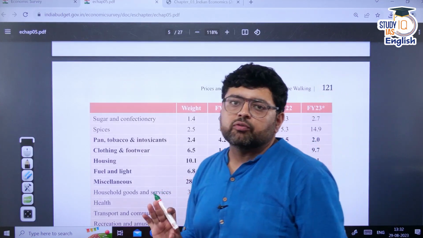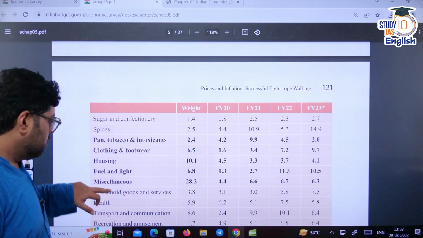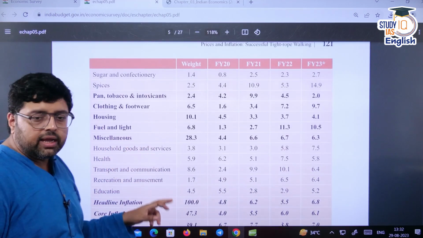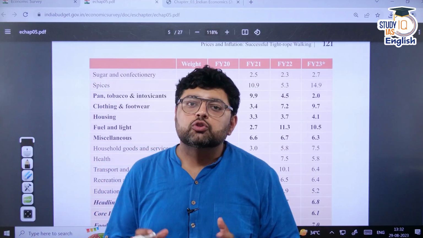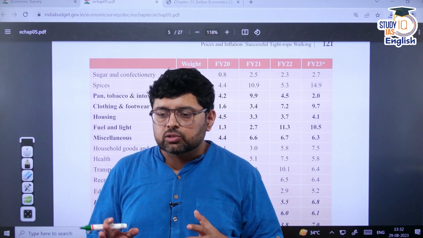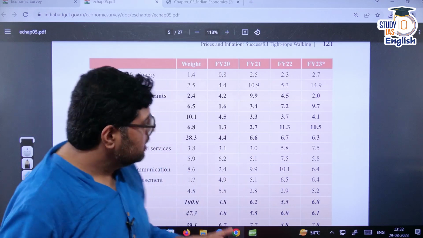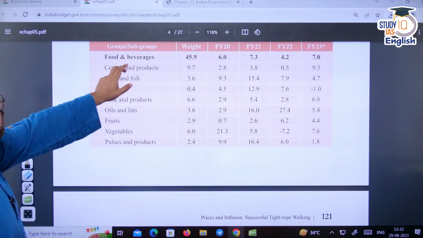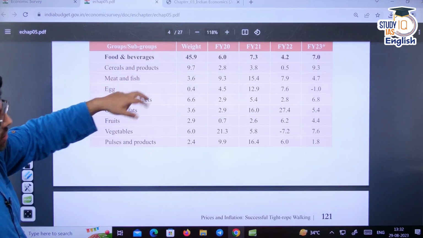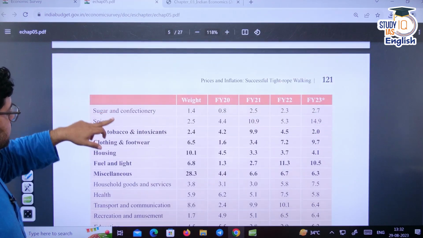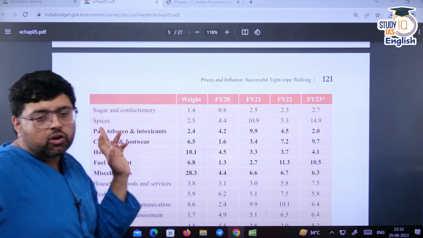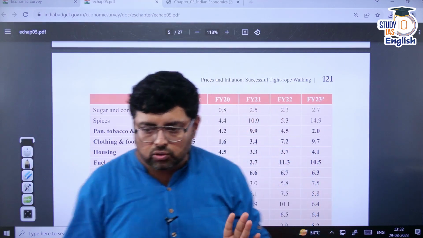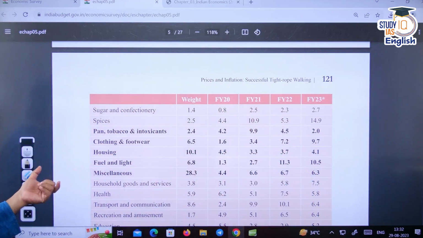Now here you have to remember one thing, that miscellaneous includes your health services and education services, like school education and primary health care. So that is a part of miscellaneous. Here again you have to remember the order, ascending or descending. More weightage has been given to food and beverages, and less weightage has been given to pan, tobacco and intoxicants. Although less weightage has been given, still a weightage has been given to these items.